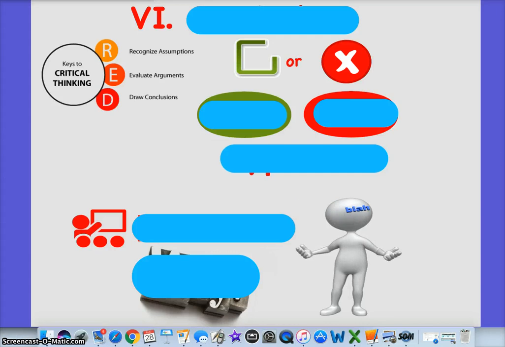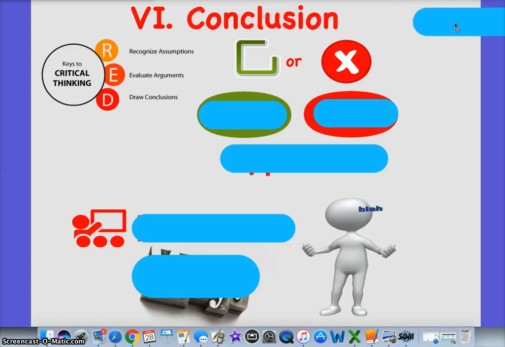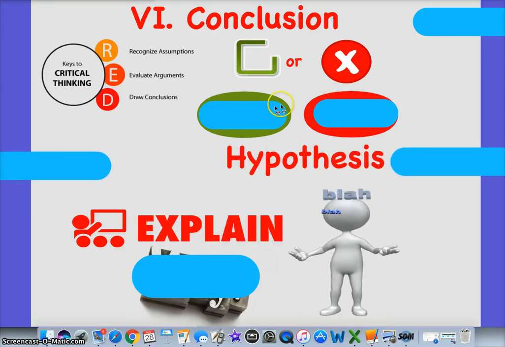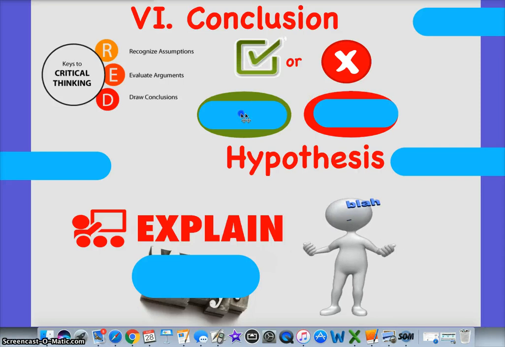Conclusions. What's your name? Lily. Conclusions. A conclusion is always going to do what? What do you do a conclusion for? You basically explain what happened. That's the key word right there. The big word is explain. You're going to explain if your hypothesis was what? Right or wrong.